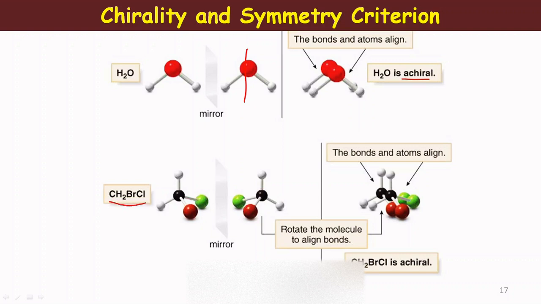Consider the next molecule, that is CH2BrCl. If you take this molecule and its mirror image, the rotation of the mirror image leads to the object and its mirror image being superimposable, which results in achirality. Here also we can imagine a plane of symmetry in the molecule. Hence, the molecule becomes achiral.